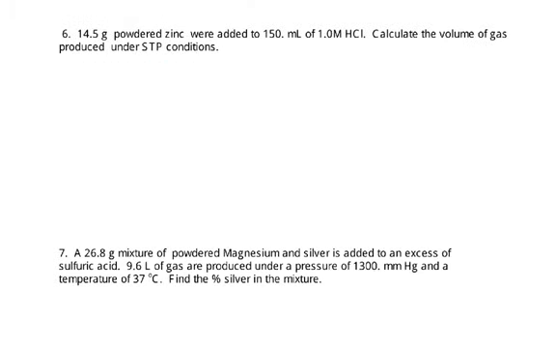Let's look at number 6. It says 14.5 grams of powdered zinc were added to 150 milliliters of 1.0 molar HCl. We want to calculate the volume of gas produced under STP conditions. So this problem is a little different because we're talking about a reaction. Zinc is reacting with HCl. So remember, whenever you have a chemical reaction, first thing you do is write out your equation. So let's do that.